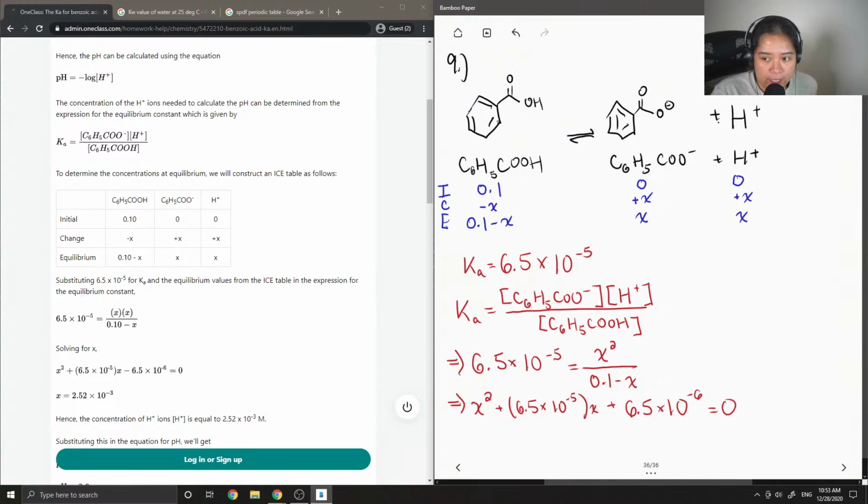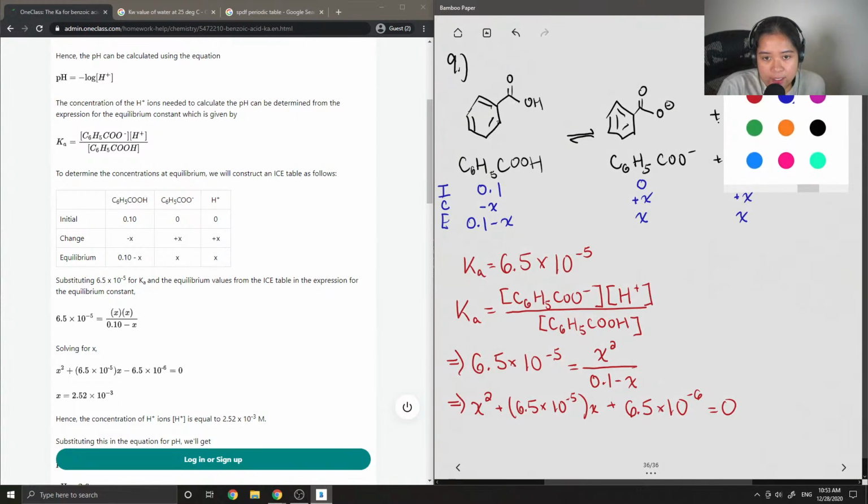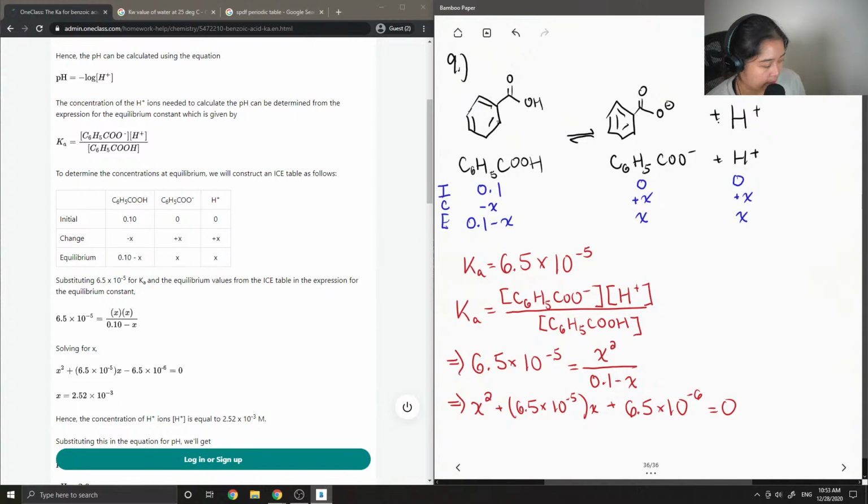So in order to solve for x, we can either plug it into a quadratic equation calculator, or you can do it by hand if you memorized it from high school, but you'll end up getting an x value. And we want to look at the positive value since we can't have a negative concentration. So x will end up being equal to 2.52 times 10 to the negative 3. So this x value is also equal to the concentration of our H+.